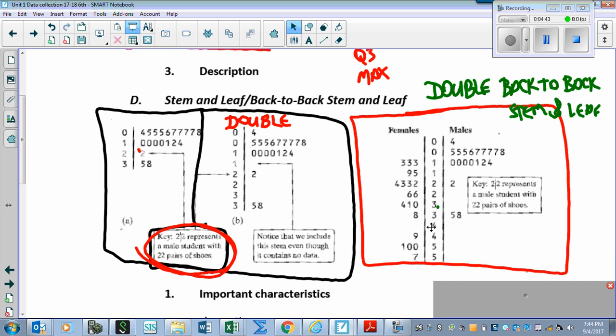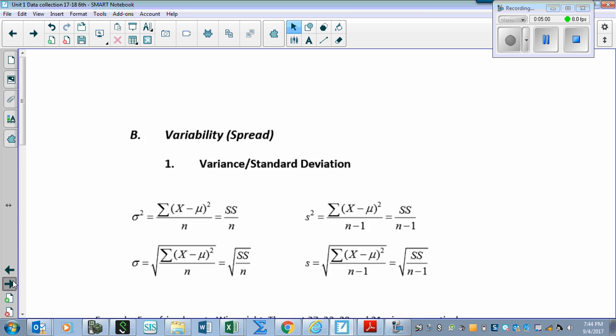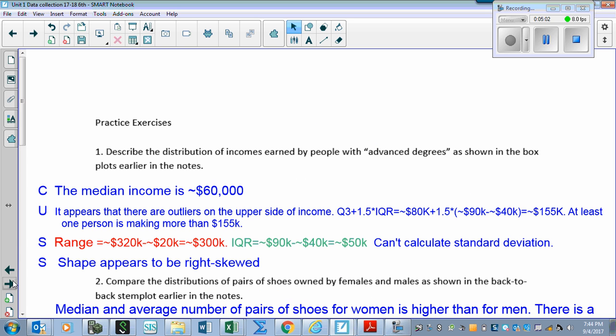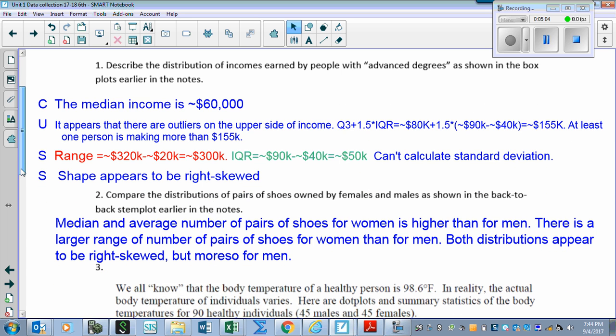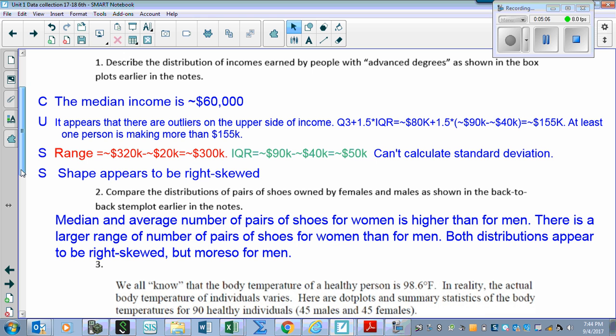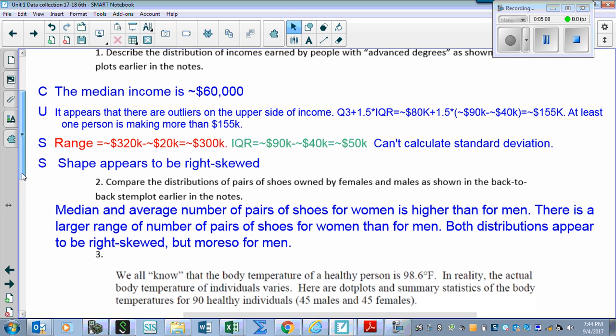And then I can't really tell outliers or unusual features, although there appears to be a gap between 22 and 35 for the males, and from 83 to 94 for the females. But there's our description comparing two populations. When you're comparing them, you need to make sure that you state both and say which one's larger or smaller for both.